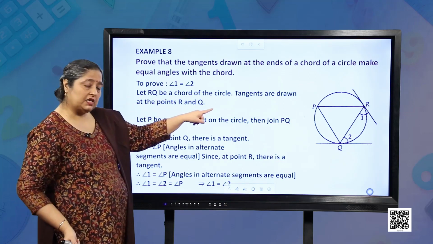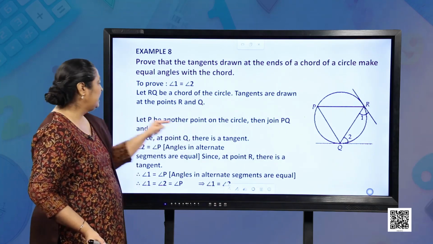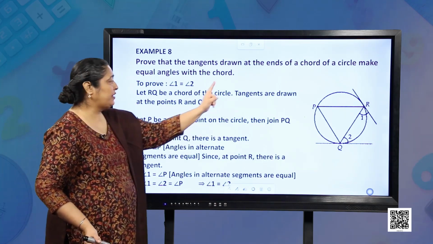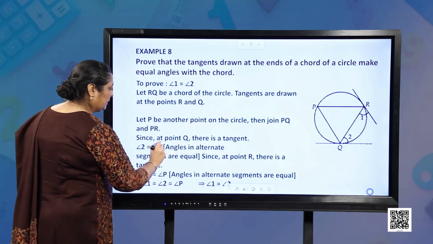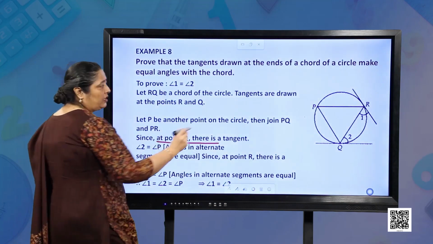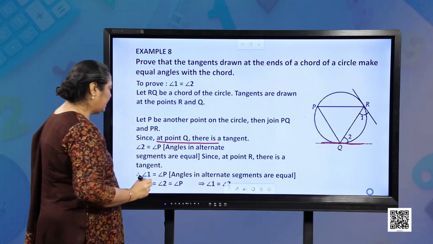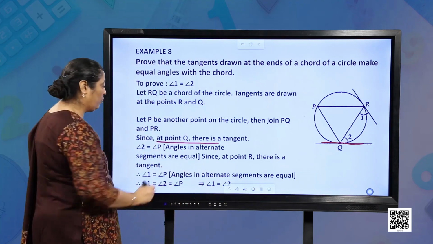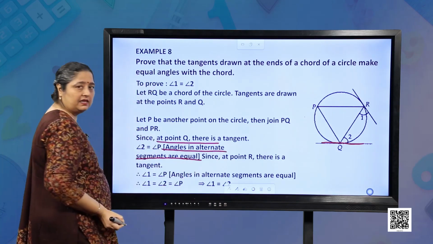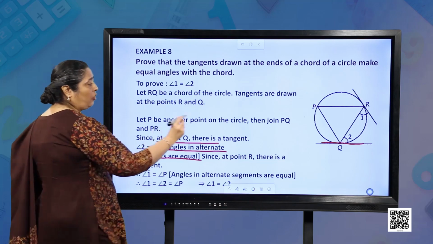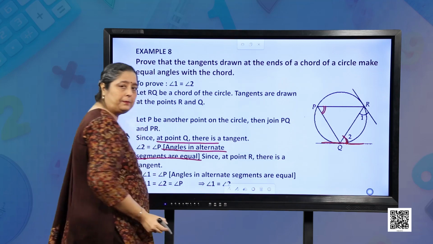RQ is a chord of the circle. Tangents are drawn from the points R and Q, and P is another point on the circle, and we are joining PQ and PR. Since at point Q we have a tangent, angle 2 is equal to angle P. Why? Alternate segment angles. These are equal angles in the alternate segment. So, angle 2 is equal to angle P.